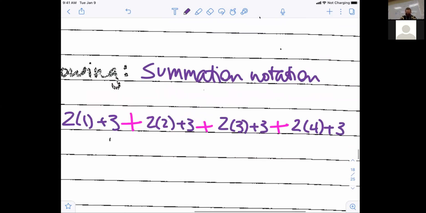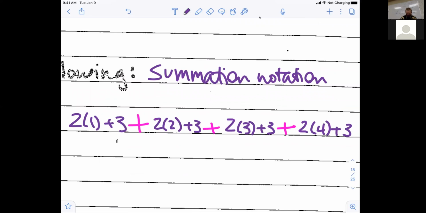So 2 times 1 plus 3 is going to be 5. 2 times 2 plus 3 is going to be 7. 2 times 3 plus 3 is 9. And then 2 times 4 plus 3 is 11. And then when I add them up, 5 plus 7 plus 9 plus 11 is 22.